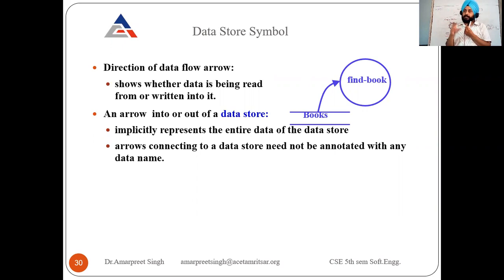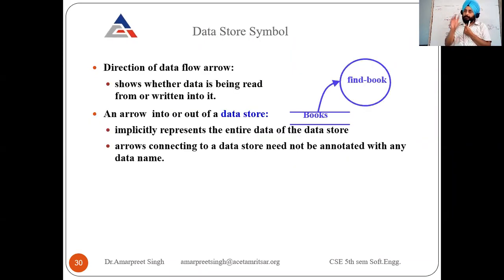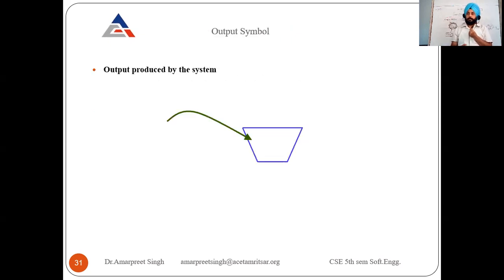Suppose there is a find book function. From where will we find the book? What will be the input from where we have to find a particular book? So the data store here is named books. It is the collection of books from where we have to find the particular book. The output produced by the system is represented by the inverted trapezium. Next.